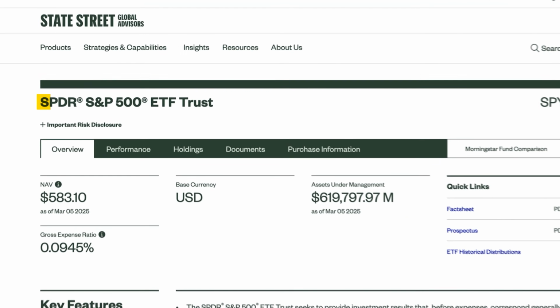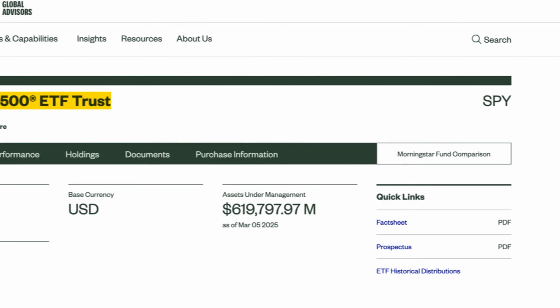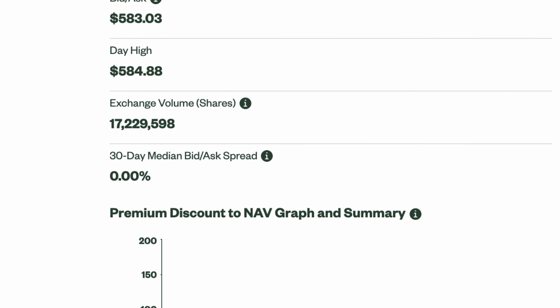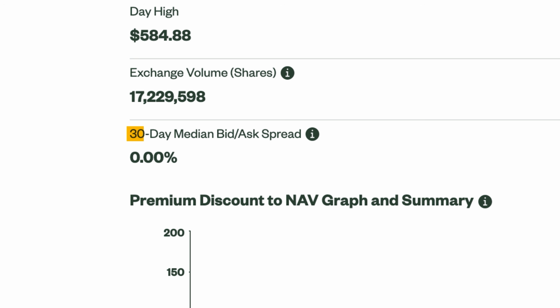Something important to also know is that one of the most actively traded ETFs is the S&P 500 ETF with the ticker SPY that has roughly $620 billion in assets under management, and so many investors are actively trading this ETF because over the past 30 days, it is shown to have a bid-ask spread of 0% because there is so much supply and demand from both sides of investors.